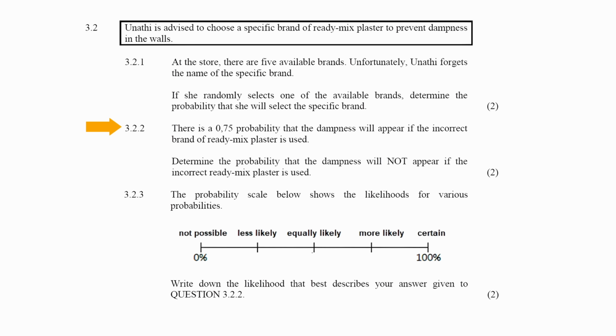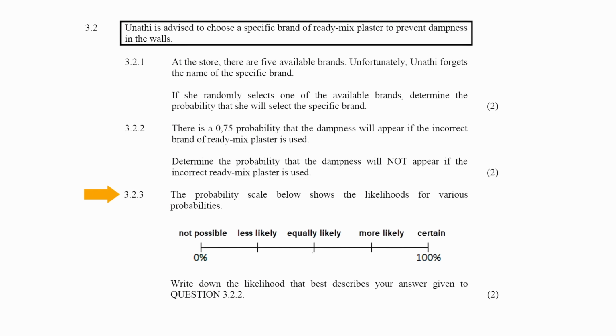In question 322, it is stated that there is a 0,75 probability that the dampness will appear if the incorrect brand of ready-mix plaster is used. You have to determine the probability that the dampness will not appear if the incorrect ready-mix plaster is used. The probability that the dampness will not appear if the incorrect ready-mix plaster is used will be 1 minus 0,75. And this equals 0,25 or 25%.